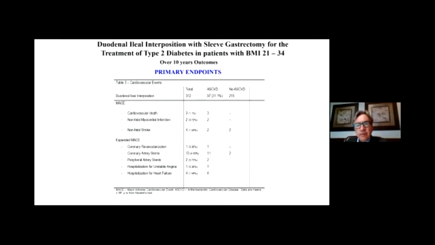We also evaluated cardiovascular events, MACEs and expanded MACEs, in those with and without atherosclerotic cardiovascular disease. After 10 years, we found that surgery prevents cardiovascular death, non-fatal myocardial infarction, hospitalization for heart failure, but not non-fatal stroke.